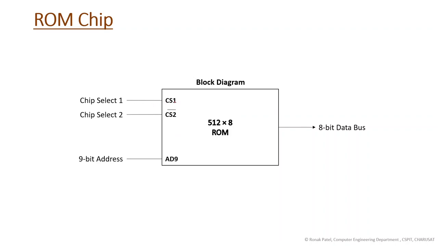2 raised to 9, 512. Then to select, CS1 and CS2 bar, there is no read and write. Why? Because whenever the chip is enabled, what will ROM do? It will give data to the data bus. Means data will be read from the ROM. These two chips we have seen. We have seen that the main memory is a combination of RAM and ROM.